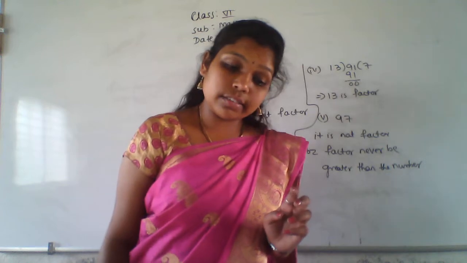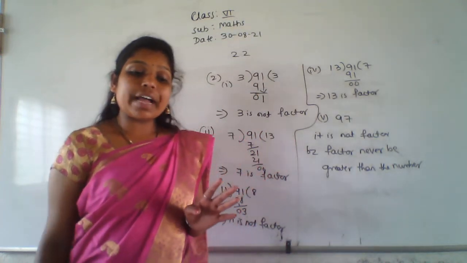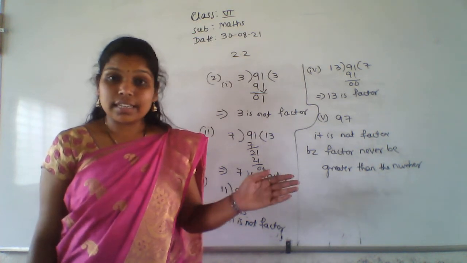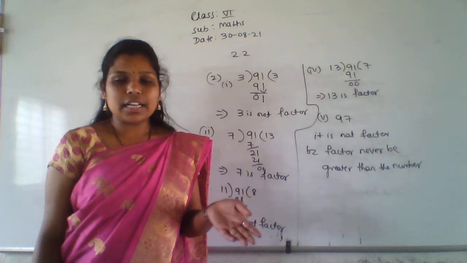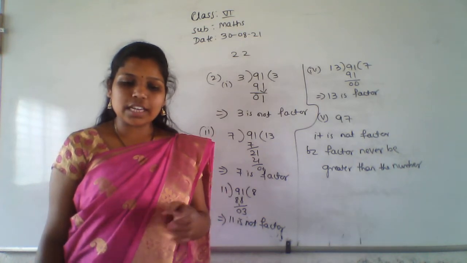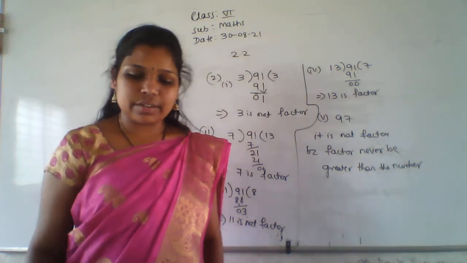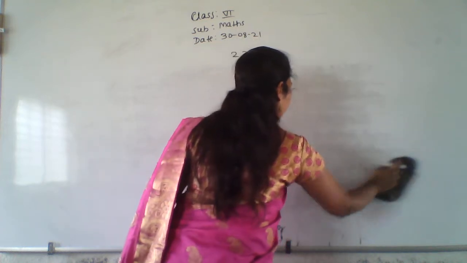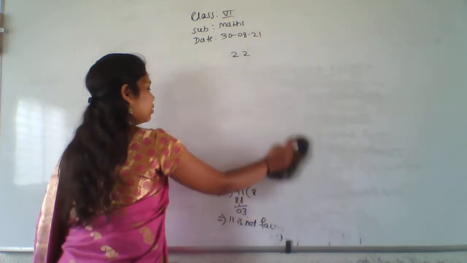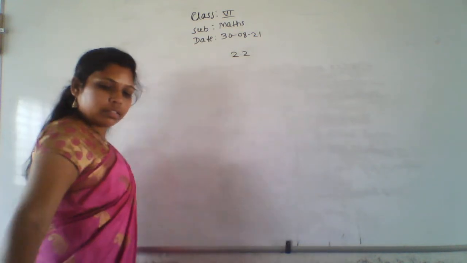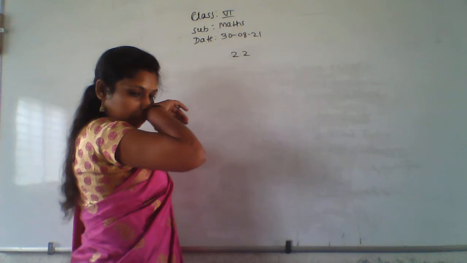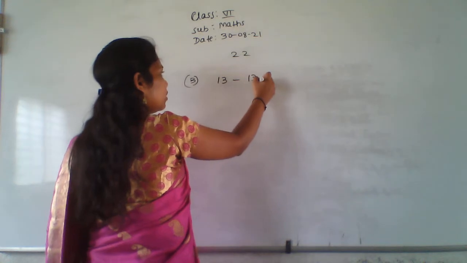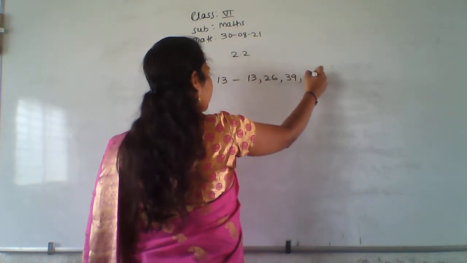Now we'll go for the third main. What is the third main they gave here? Find the 6 multiples of the following numbers. Multiples means you have to write the table only. 13 ones are 13, 13 twos are 26, 13 threes are 39. Okay, up to 6, write only the multiples here. Okay, so third main, starting third main.